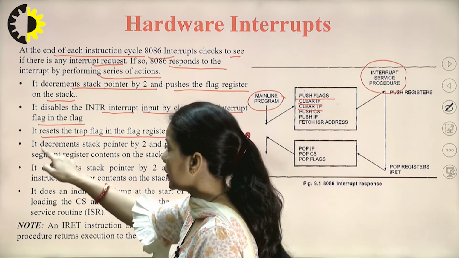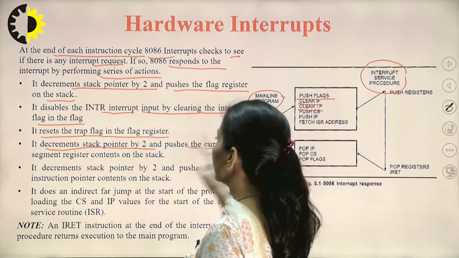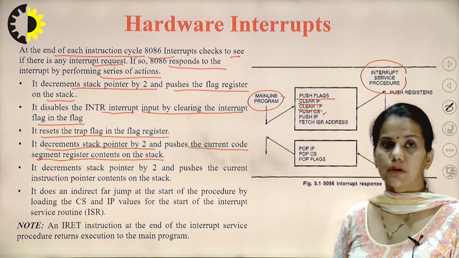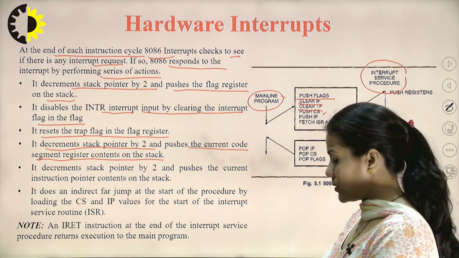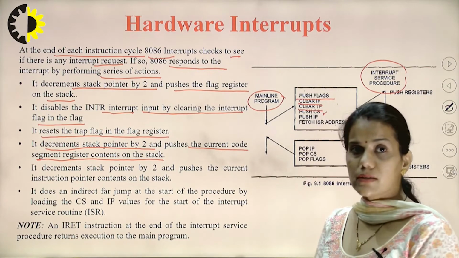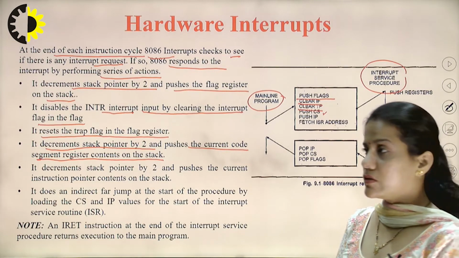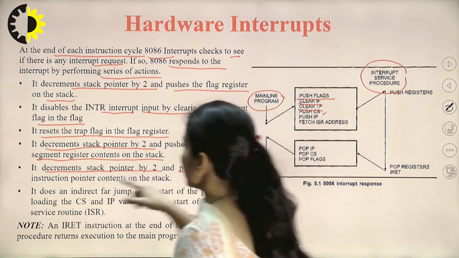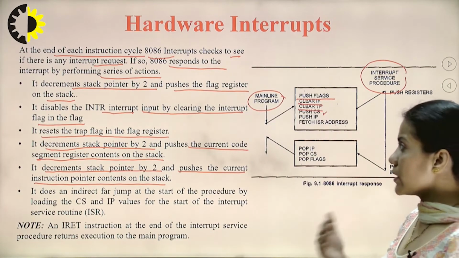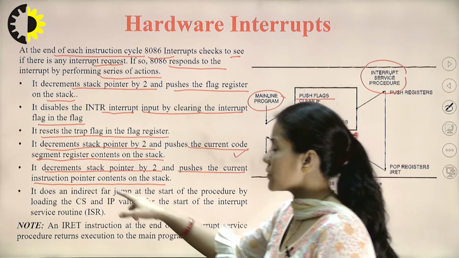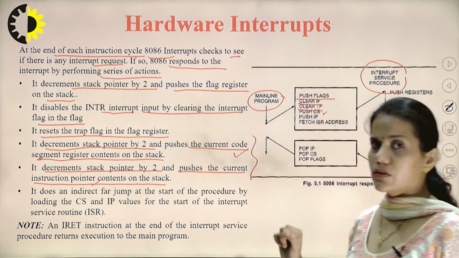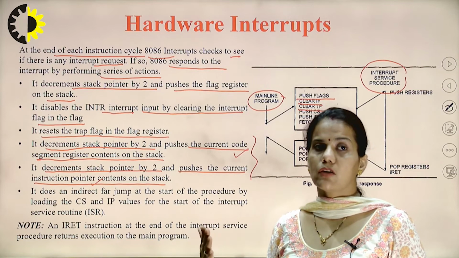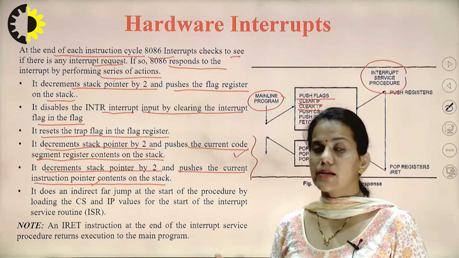Now again, what will happen? It will decrement the stack pointer by 2 and push the current code segment register contents onto the stack, because these define the base address for the return address. It defines the base address of the return instruction. Now it decrements the stack pointer by 2 again and pushes the current instruction pointer contents onto the stack. First the code segment was pushed and now the instruction pointer is pushed. These two, code segment register contents and instruction pointer contents, define the 20-bit physical address from where the execution has to be resumed.